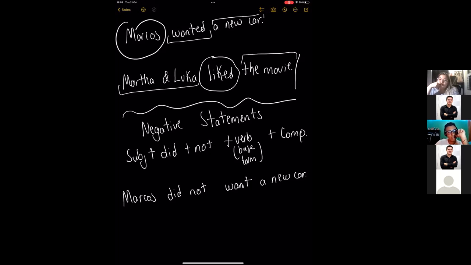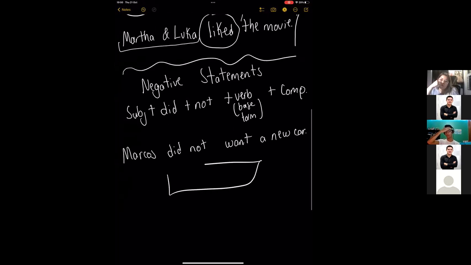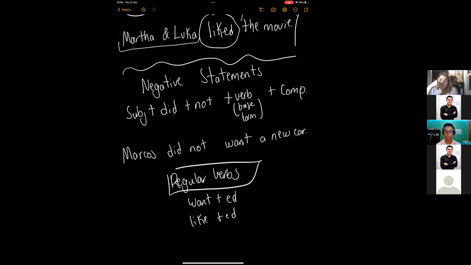Nope, that's why I told you yesterday. This one is very simple. Because, for example, there are two types of verbs. The first one is the ones that are regular, the piece of cake. They're really, really easy. Why? The regular verbs, those are the ones that you add ed at the end. For example, want plus ed, like plus ed, ask plus ed, etc. Those are the regular ones.